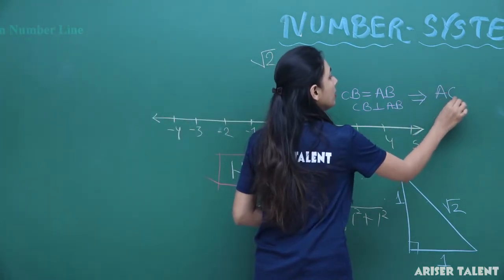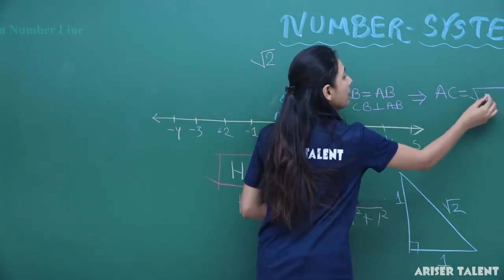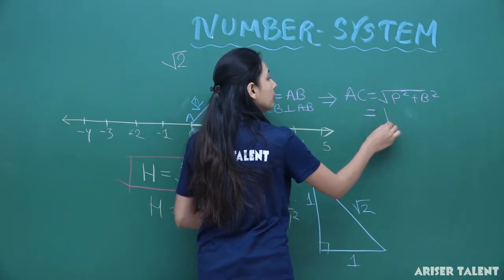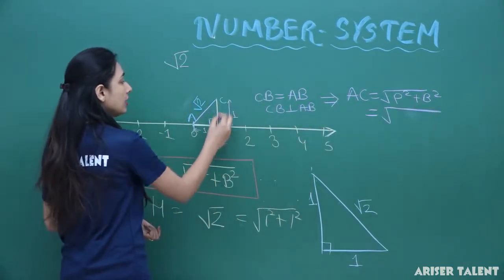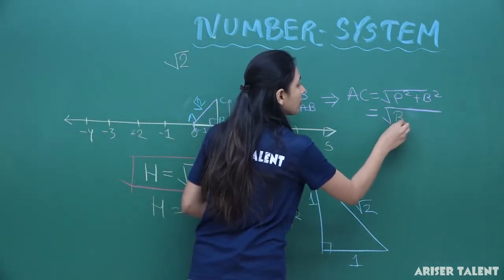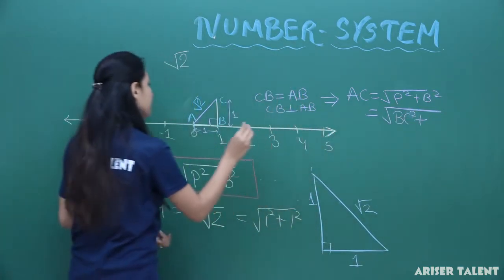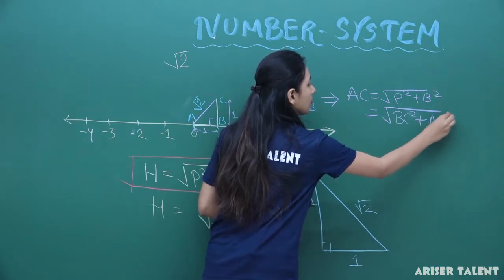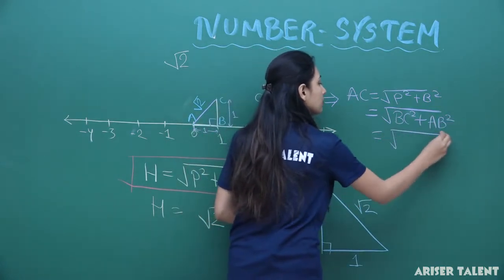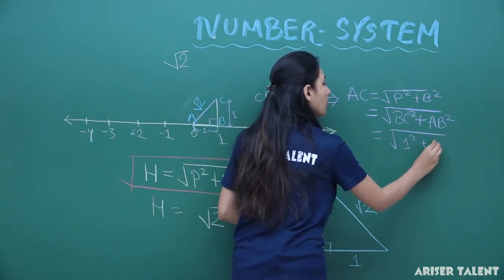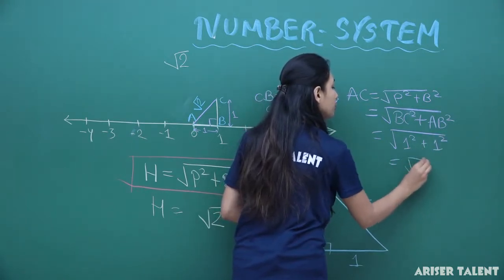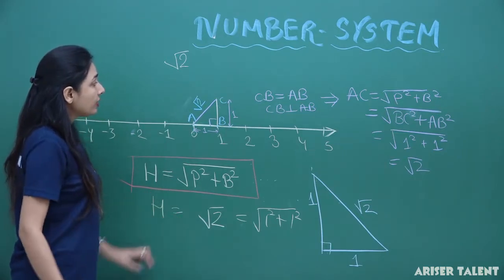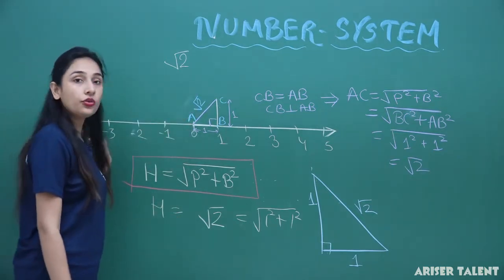This implies that AC squared will be equal to perpendicular squared plus base squared. Now both perpendicular and base is what? Perpendicular is this BC squared, and this base is AB squared. Both are unit 1. So 1 squared plus 1 squared equals 2, and AC is root 2. So it's very obvious that this particular thing is root 2 unit.